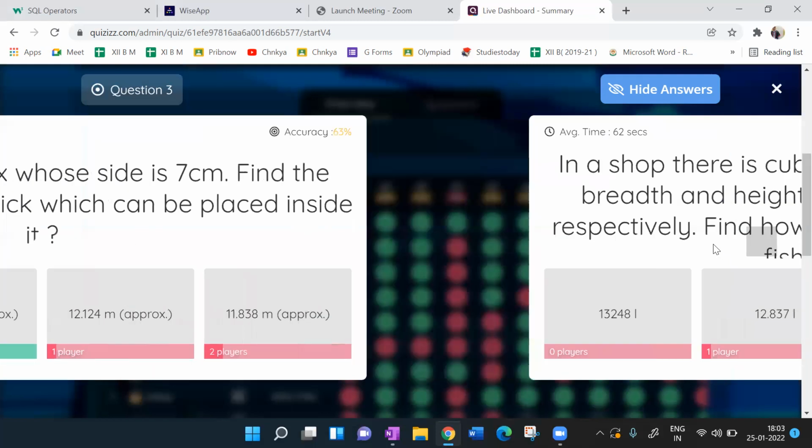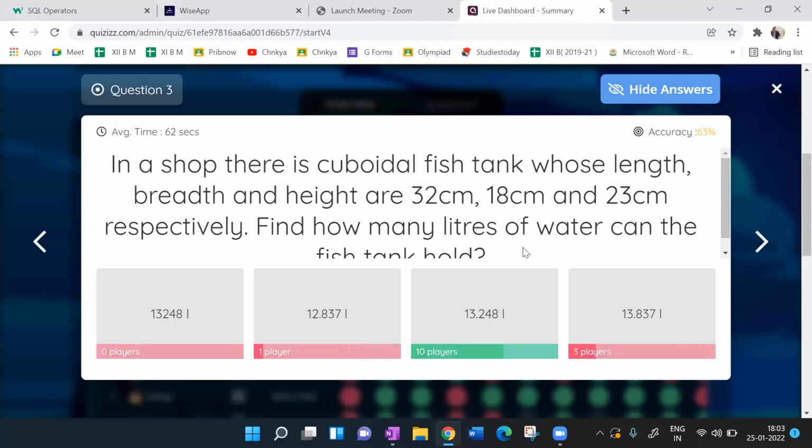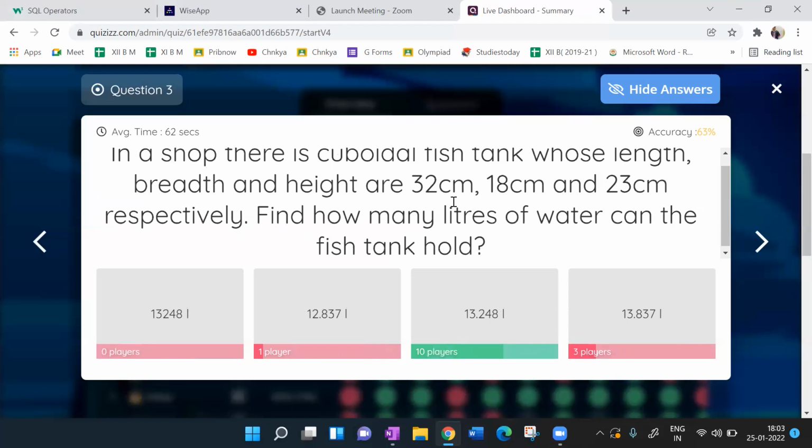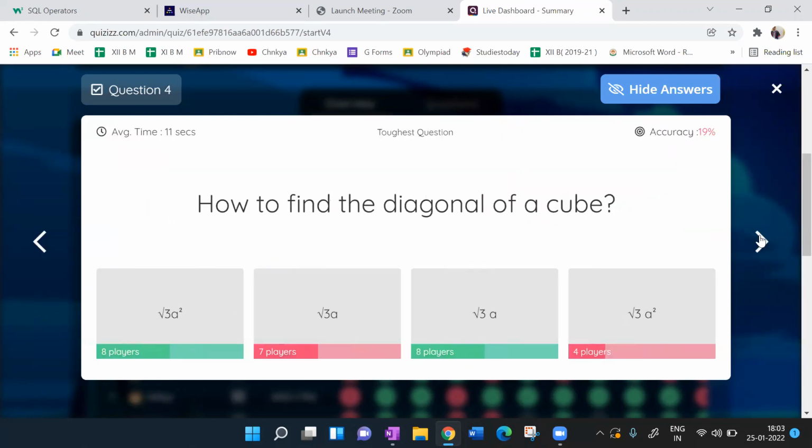Next, in a shop there is a cuboidal fish tank whose length, breadth and height are 32, 18 and 23 respectively. Find how many liters of water the fish tank can hold. No doubt in this, sir, very simple. Length, breadth, height are given, so what formula can I use here? How many liters of water can the fish tank hold means the capacity of the tank, which means volume. Okay. Next, how to find the diagonal of a cube?